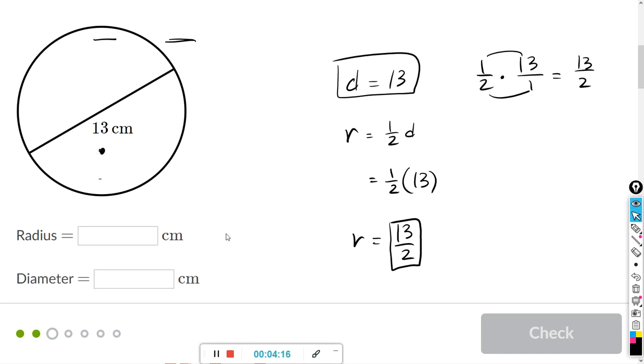So for radius, R, it's 13/2, 13 halves. And for diameter, D, that's just going to be 13.